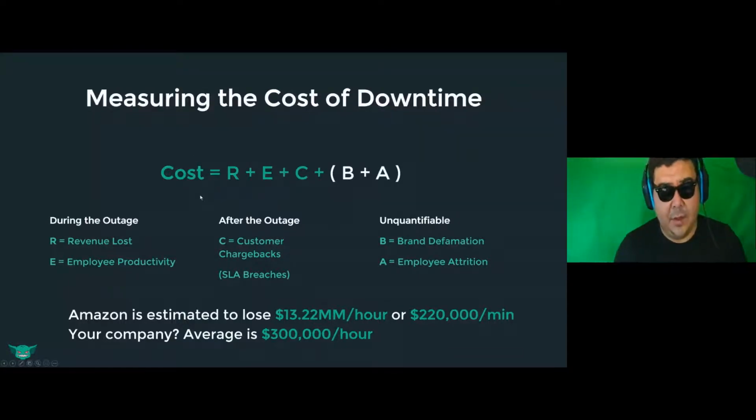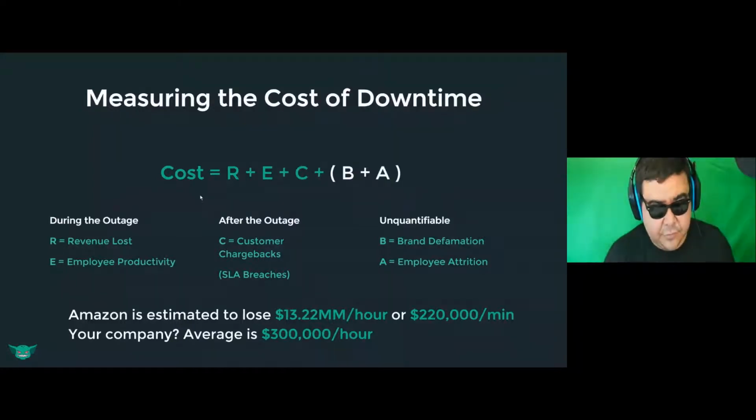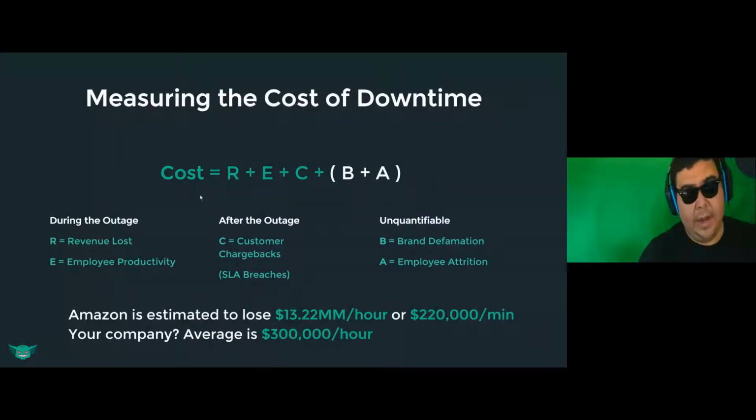So we have this little equation we like to use, right? Revenue, employee productivity, chargeback, brand defamation, and employee attrition. So if we do a little bit of our math, if you will, there's 8,760 hours in a year. At three nines of availability, 99.9%, we're talking 8.76 hours of downtime per year. So if we're down for that little amount of time, using the estimate of $300,000 per hour, we're talking $2.63 million. So that's a lot of money that you could use for something else, be it for operational expenses or R&D or bonuses, etc. So it's great to move to that.